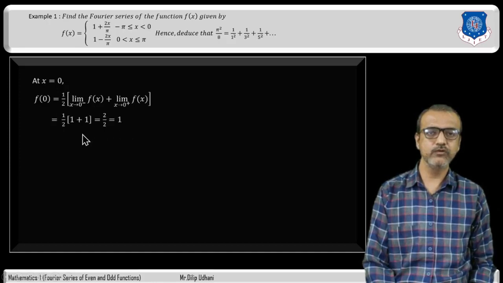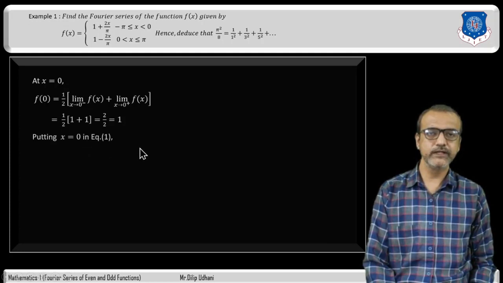So 1 upon 2 will be as it is, and for x less than 0, f of x is 1 plus 2x by pi; replacing x by 0, it is 1 plus 0, so the value is 1. Then after this plus sign, for x tends to 0 positive, for x greater than 0, f of x is 1 minus 2x by pi; replacing x by 0, it is 1 minus 0, so the result is 1. So 1 plus 1 is 2, and 2 by 2 is 1. So the value of f of 0 is 1.